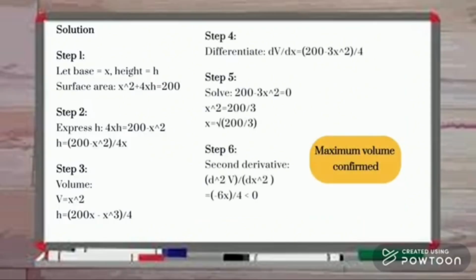So this is the solution. In step 1 and step 2, we define the variables and express the height in terms of x using the surface area equation. In step 3 and step 4, we form the volume function and differentiate it to find the critical point. Finally, step 5 and step 6 confirm that the value obtained gives a maximum volume.